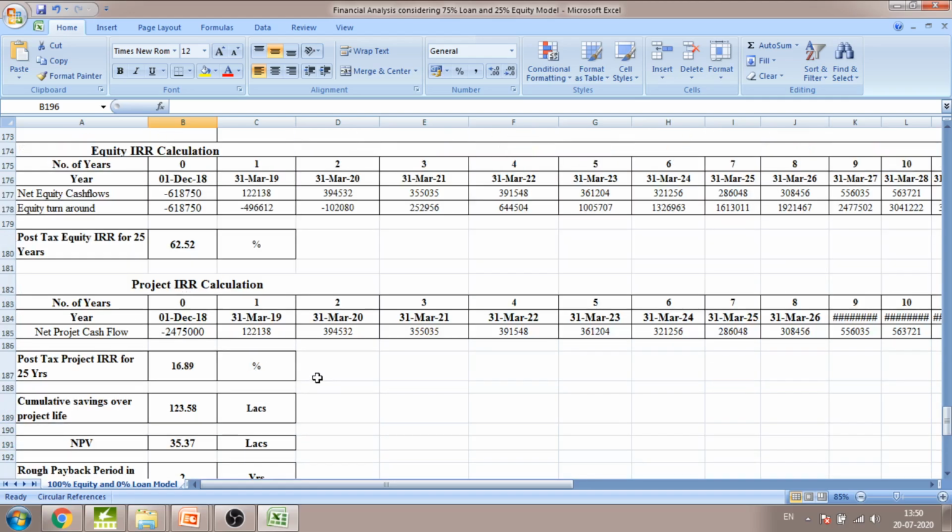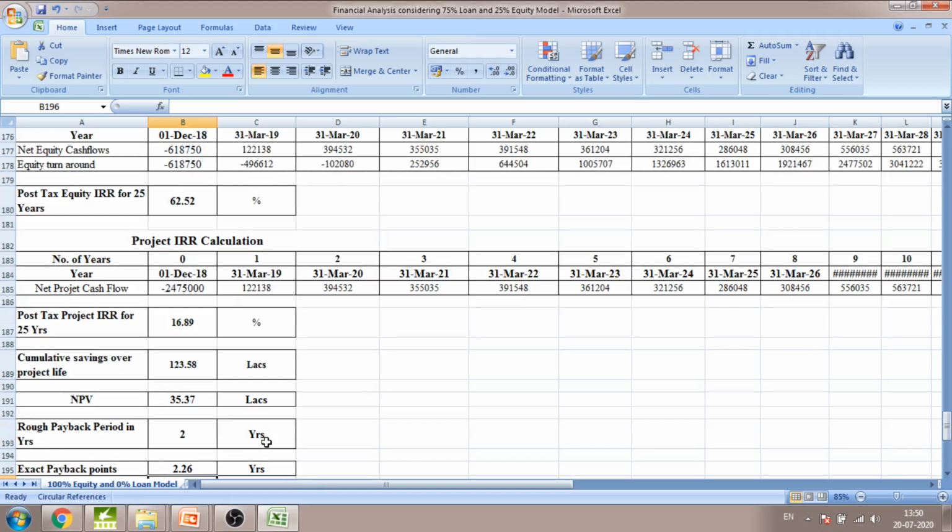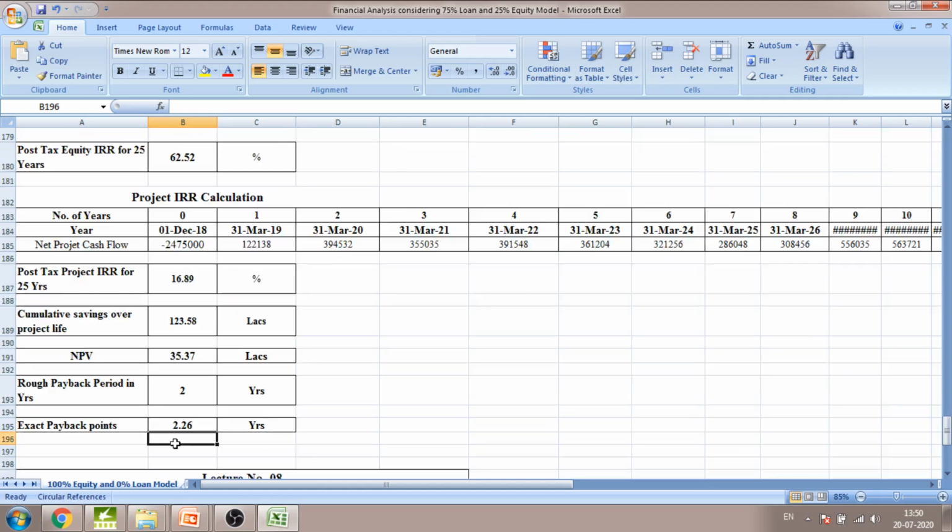So basically, the equity internal rate of return in the calculation is higher, and the project internal rate of return of 16.89% is lower because we are taking a 75% loan and 25% equity. The cumulative saving over the project is 123.58 lakh rupees. The net present value is 35.37 lakh. The rough payback period is 2 years and the exact payback point is 2.26 years over the 25% equity investment.